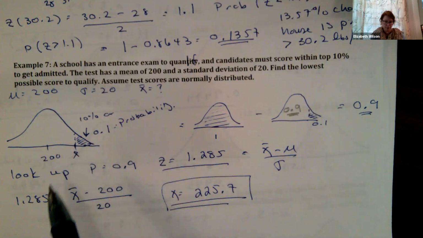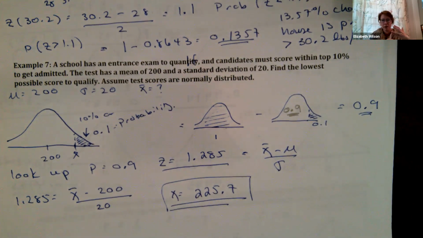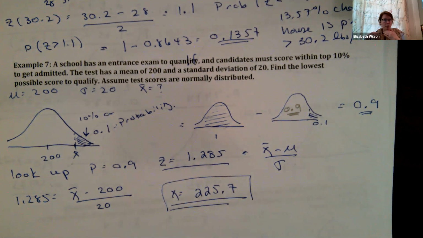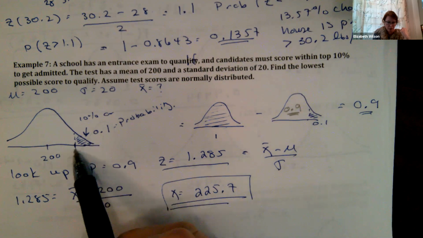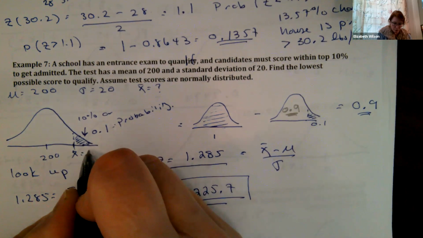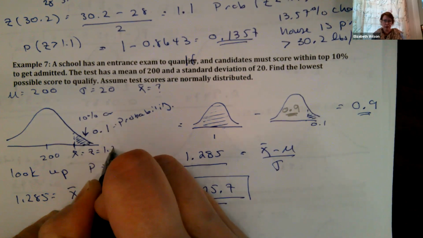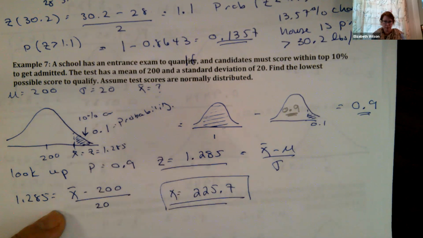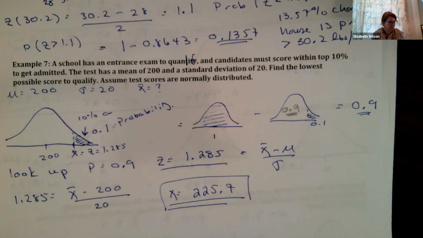Okay. So we were given the probabilities, we were given the mean, and we were given the standard deviation, and then we can back calculate to find out what the x value is, right, which value that's going to correspond to. This x bar corresponds to a z value of 1.285. Okay, so that's how we think about it. Work our way back.